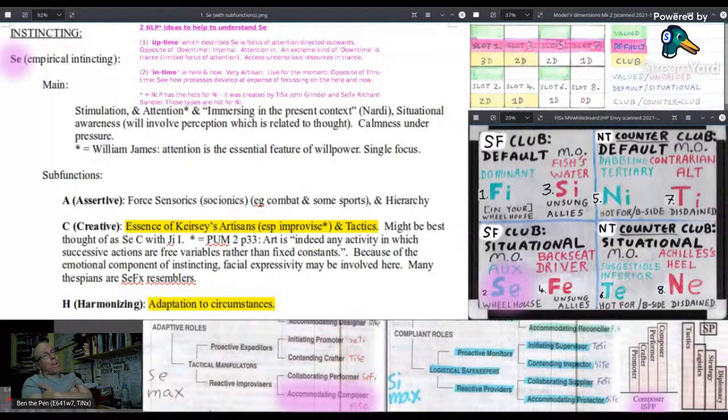So that ESFJ would be furthest away. So there is sort of something there with the clubs. The STJ roles are going to be far away, harder for ISFP to enact.